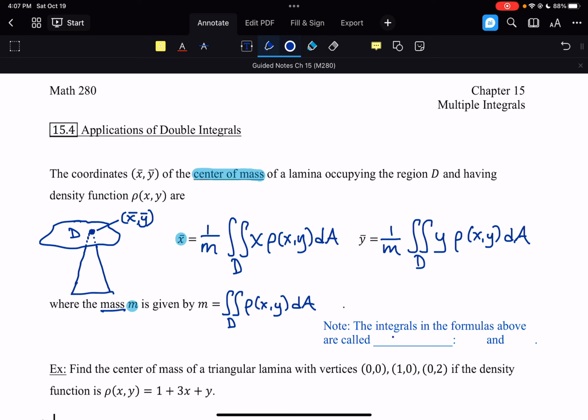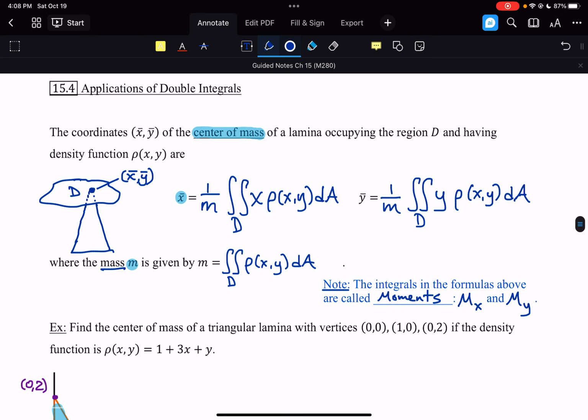A bit of terminology here. As a note, the integrals in the formulas above, this integral and this integral, do get their own names. These are called moments, and they're abbreviated capital M sub x and capital M sub y. We're not really going to be using this terminology, but sometimes in the textbook or in other sources, they refer to the moments of a lamina, and the moments are just the values of these integrals. So if you see that terminology, that is what it means.